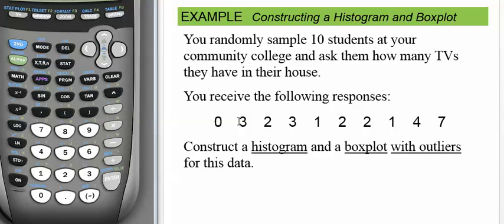So if you look at the data here, most of the first 8 people only had between 0 and 3 TVs, and then we got somebody with 4 TVs, and then somebody with 7 TVs. 7 TVs seems like it's an outlier. It seems like a really high number, and we're going to use the box plot to tell us whether it's an outlier or not. 4 might be an outlier. We'll figure out whether that's an outlier or not here in a second. So I'm going to go to the calculator now and enter those 10 numbers.